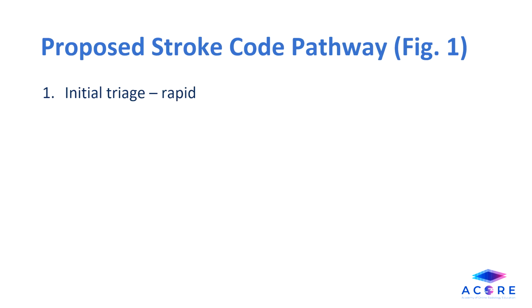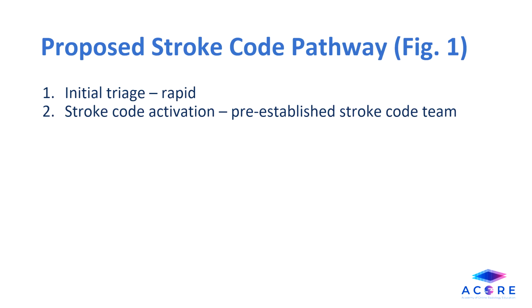Figure 1 outlines the proposed stroke code pathway. First, it starts with the initial triage, which will be a rapid clinical assessment of the patient's airway, breathing, circulation, and blood glucose. If a stroke is suspected, the stroke code will be activated, wherein there is immediate notification of the pre-established pediatric stroke team.